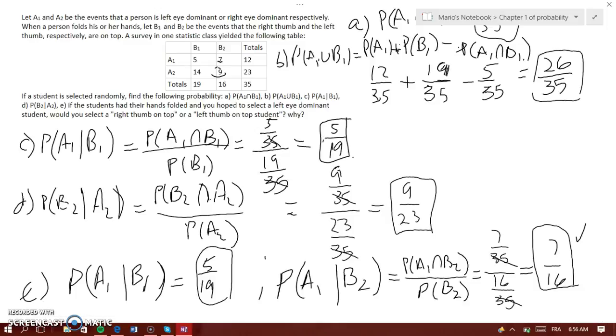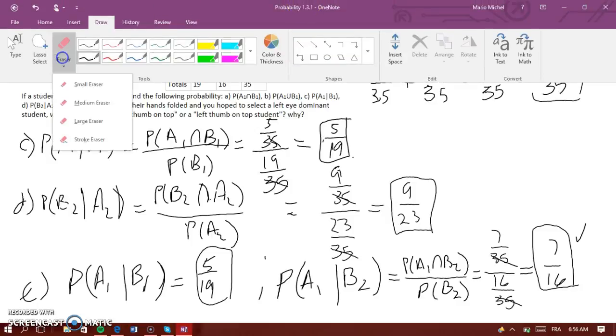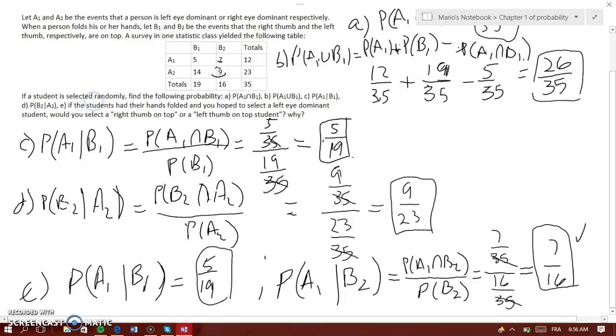So yes, this is this exercise. I didn't want to take that long to do it, but things happen. I hope you understood parts C, D, and E, because they are more difficult to understand.